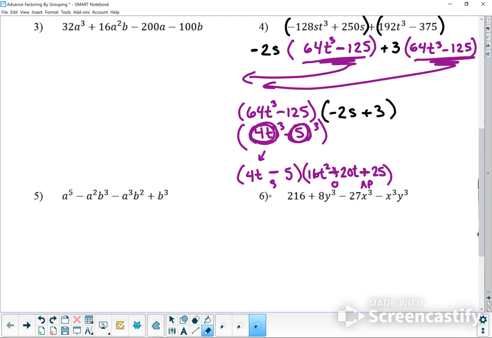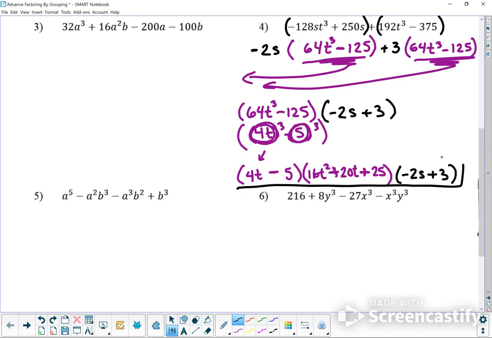Okay. And that pretty much wraps up our answer. Don't forget your negative 2s plus 3. Okay, or you can put 3 minus 2s. 3 take away 2s could also be your answer.